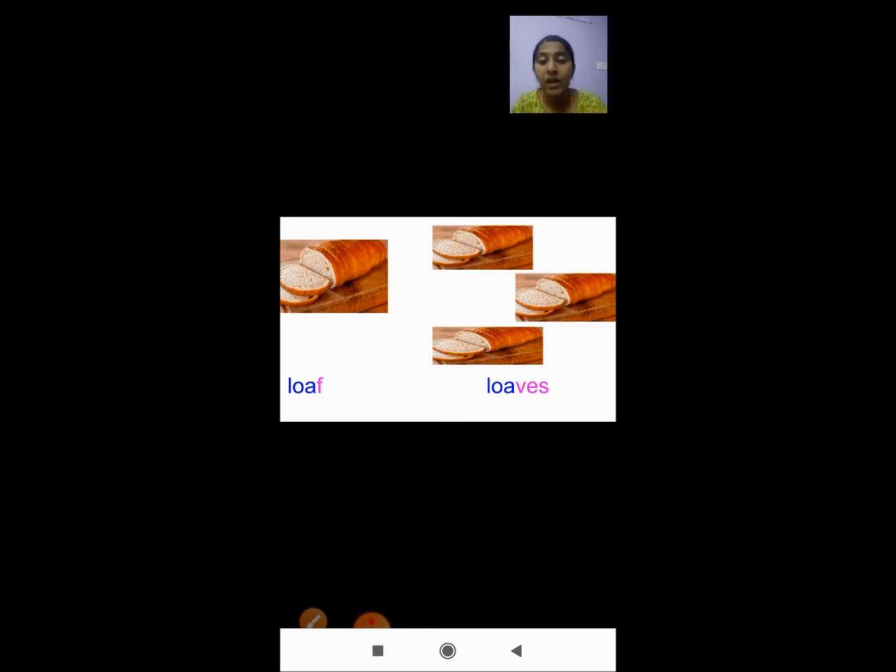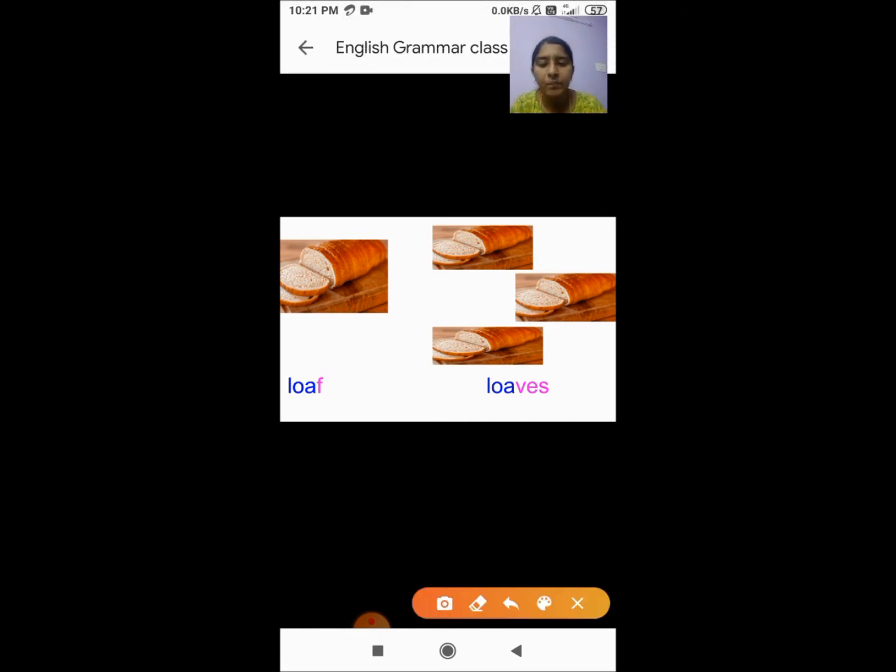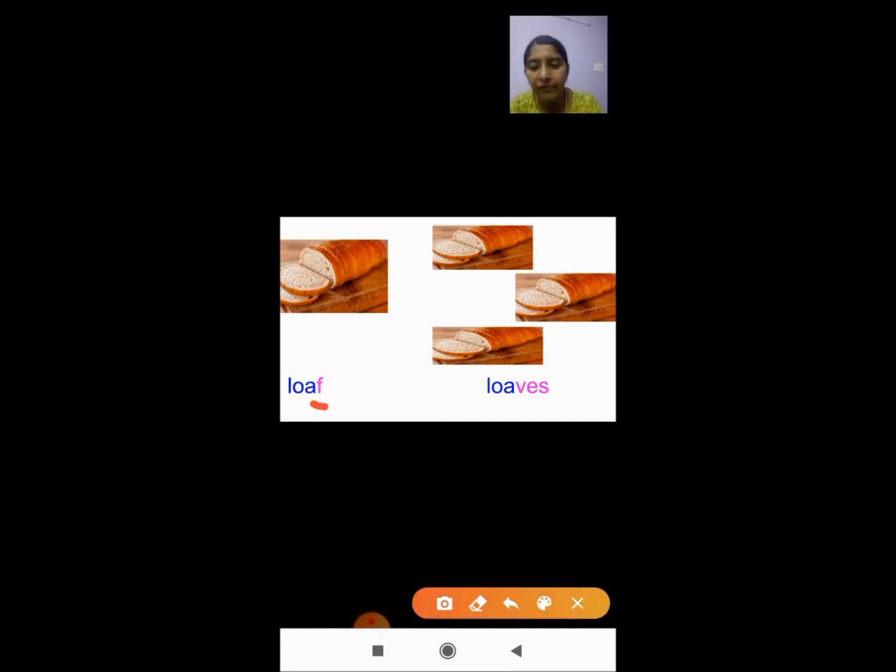Now the next will be loaf. You see the last letter is F, right? When you see F, we have to remove the F and write VES. So here we are going to remove the F and add VES. Whenever you see the alphabet F, we are going to remove that F. Remove means cut. So we take out the F and add VES.